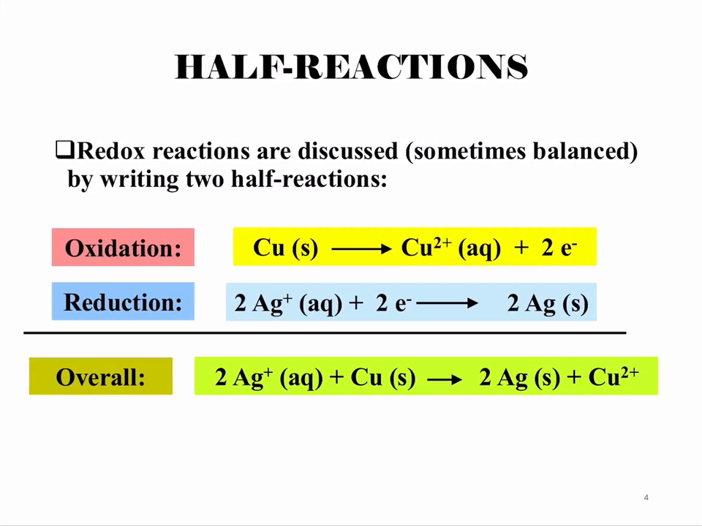So in balancing half reactions, the original tabulated reaction would probably look something like Ag+ plus an electron goes to Ag, something like that. That would be our original half reaction, because the oxidation state of silver is +1.